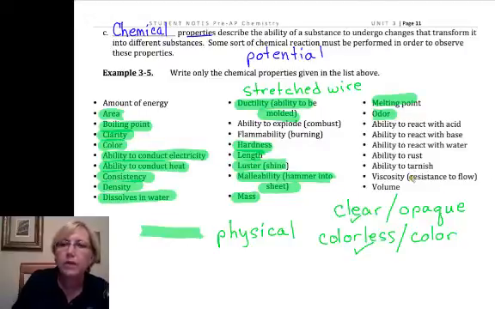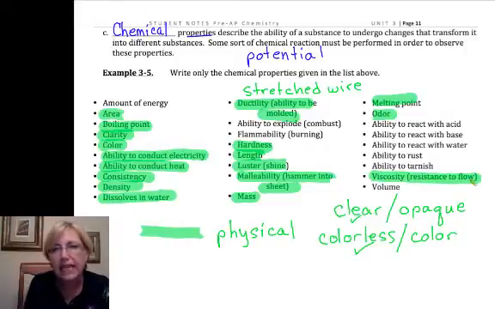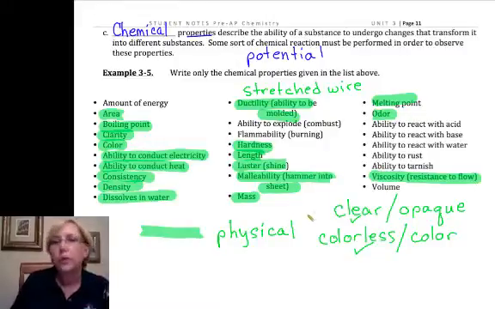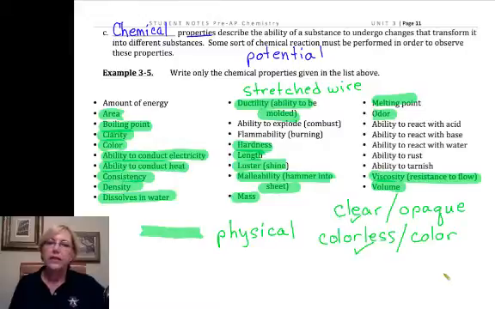Viscosity, do you remember our honey? Viscosity is a resistance to flow. So our honey was very, very viscous, as was our glycerin, whereas the alcohol, the rubbing alcohol, flowed very freely, and volume. Okay, those are all of our physical properties.